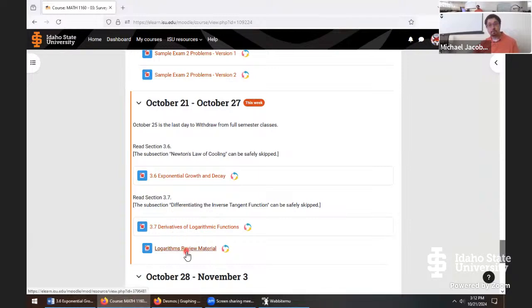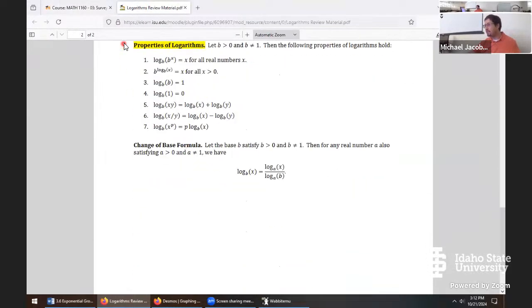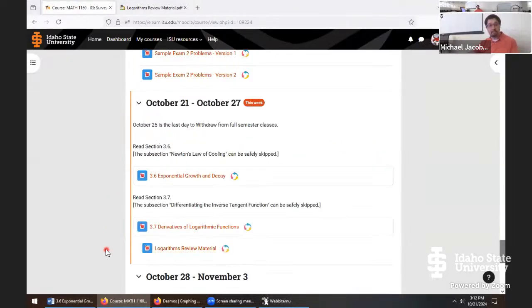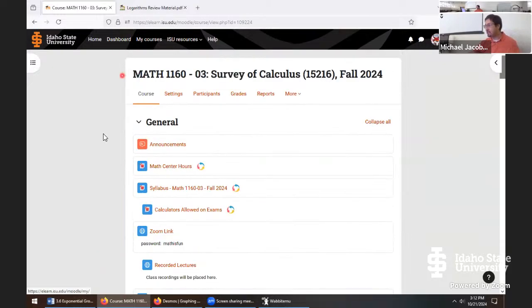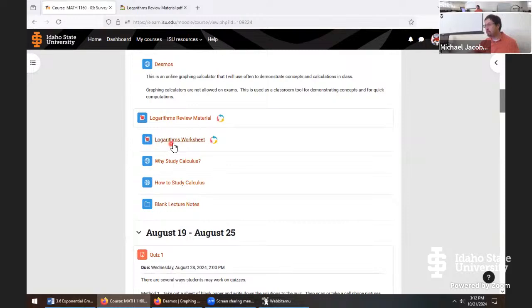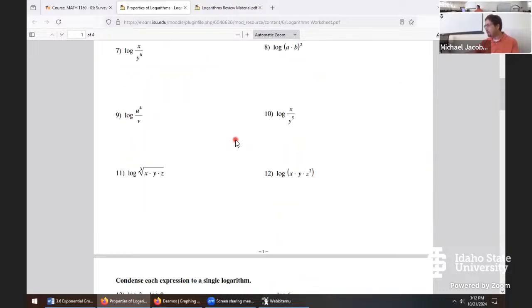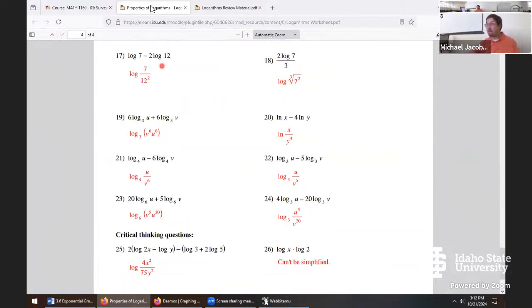It's a little bit tricky if you're rusty on logarithms. So you can look at the logarithms review material document. We'll be pulling this up as we do the problems, mostly looking at this end right here, properties of logarithms. But to make the class a little bit smoother, before Wednesday's class, if you feel rusty on logarithms, take a look at this right here, logarithms worksheet. It's just a kind of crash course to help you get through these kinds of properties of logarithms and see how they go. It's got questions with answers at the very back.